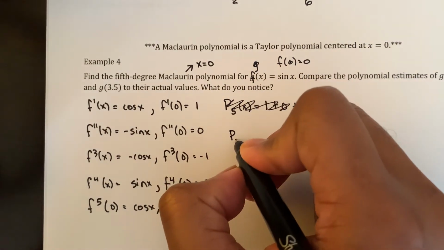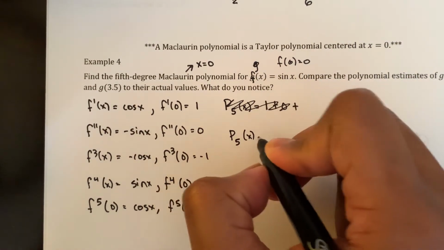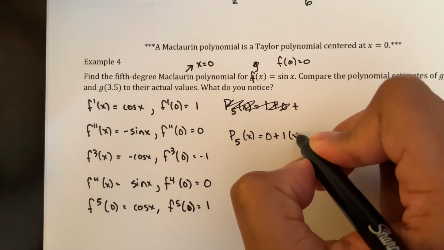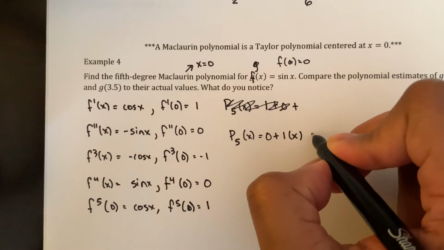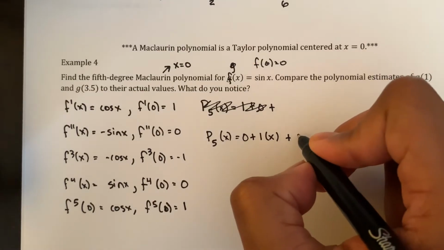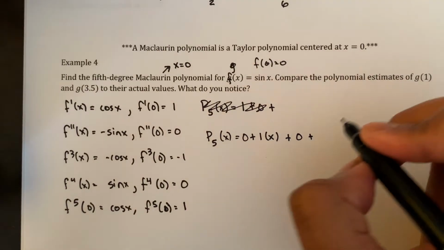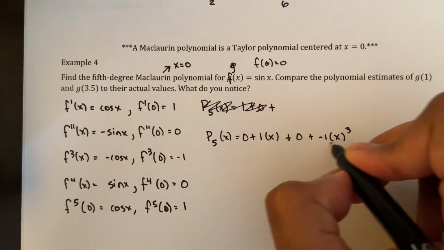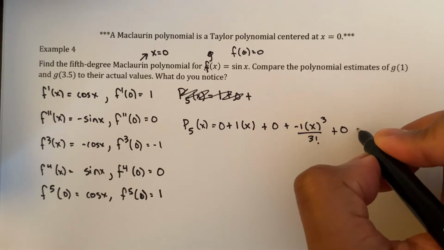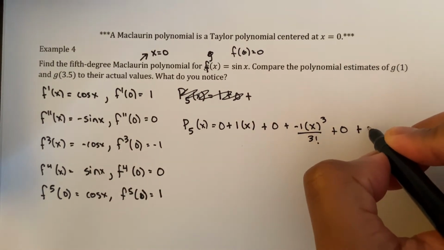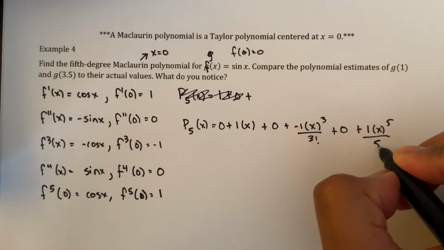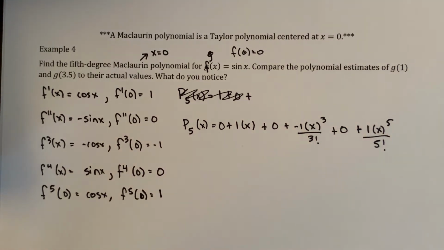So P5 of x is 0 plus 1 times x minus 0 plus 0 plus -1 times x minus 0 cubed over 3 factorial plus 0, and then plus 1 times x to the 5th over 5 factorial.